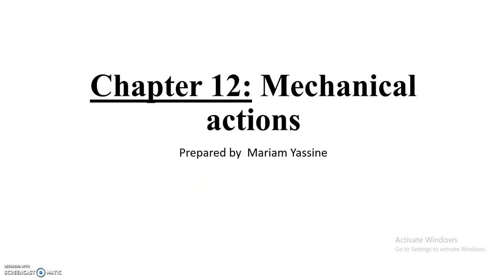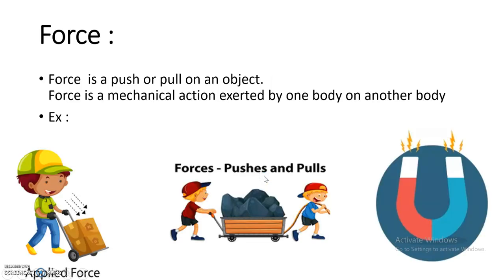Hi, in this video, we'll explain chapter number 12, mechanical actions. So, first of all, we'll define force. What is a force? I have two bodies, two objects. One object will exert a push or pull, a mechanical action, on the second body. We say that we have a force acting from the first body to the second one, or exerted, okay?